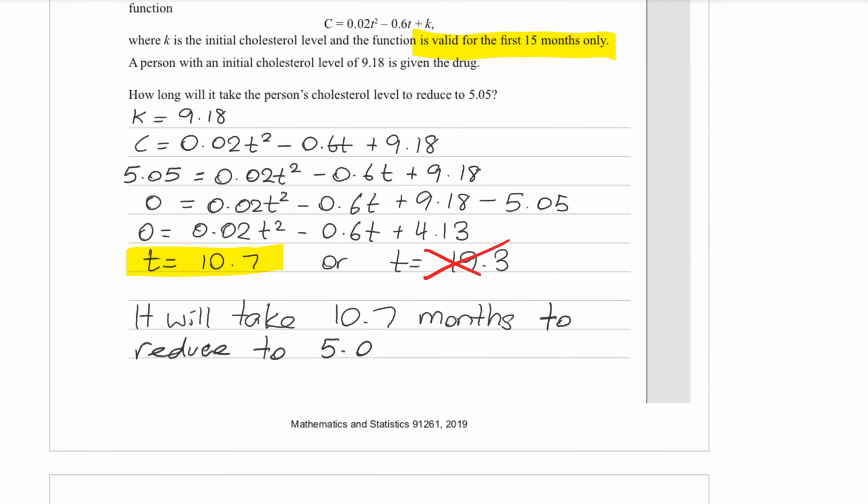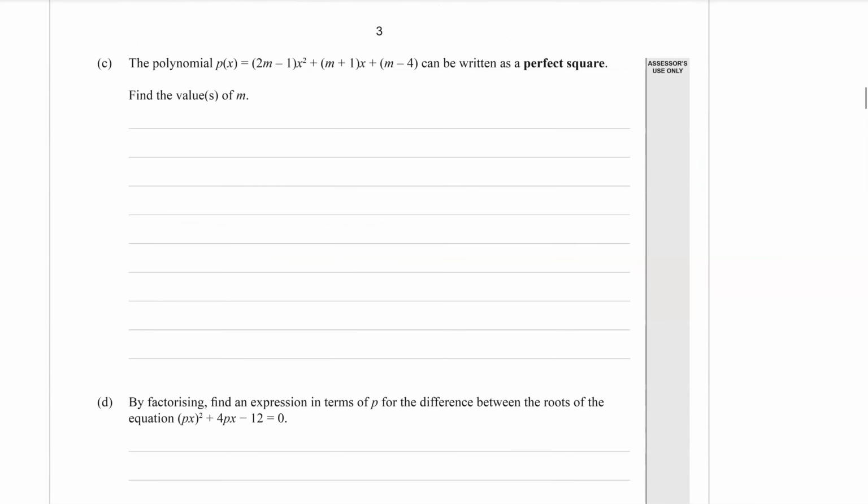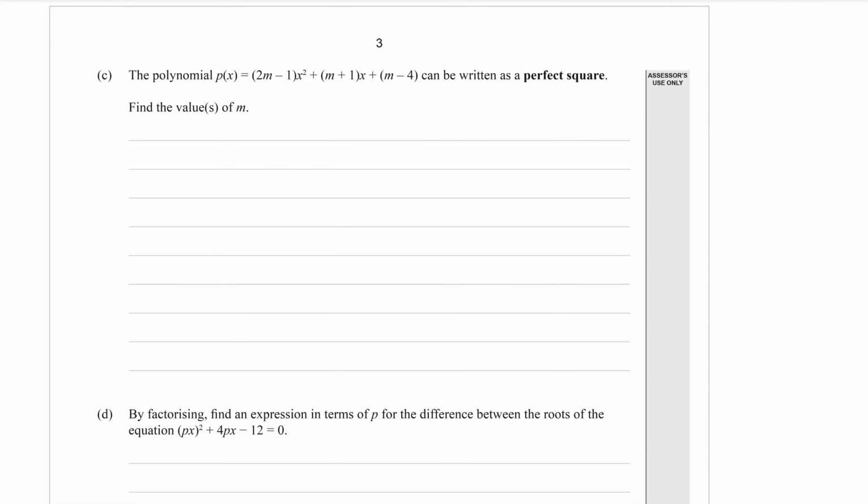Cool. So it will take 10.7 months to reduce to 5.05. So that's how we answer this question. This question will give you a merit. Oh, I forgot the 5 over there: 5.05. Cool. If you got the correct answer, moving on to the next question.